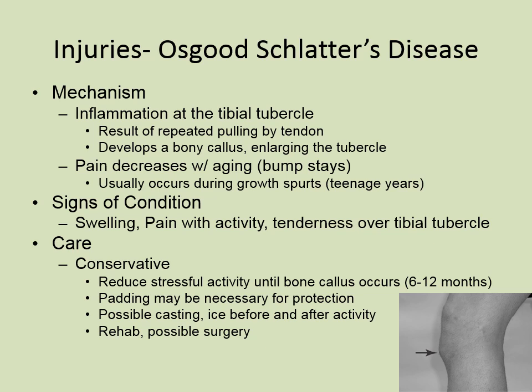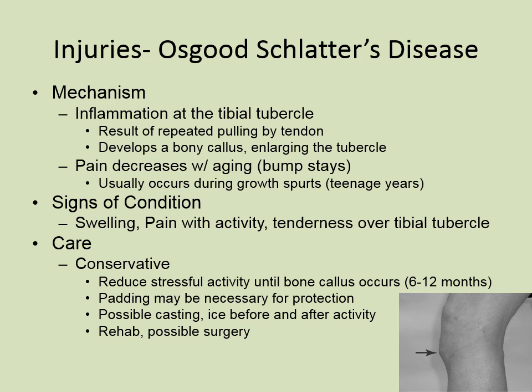And what happens is that the bone of the femur grows faster than the muscles of the quadriceps. So the muscles of the quadriceps start to pull on the tibial tuberosity down here, or the tibial tubercle. Those are the same spot. So we get an inflammation at that spot. It's a result of the repeated pulling of the tendon because of the growth spurt. And the person will develop a bony callus.